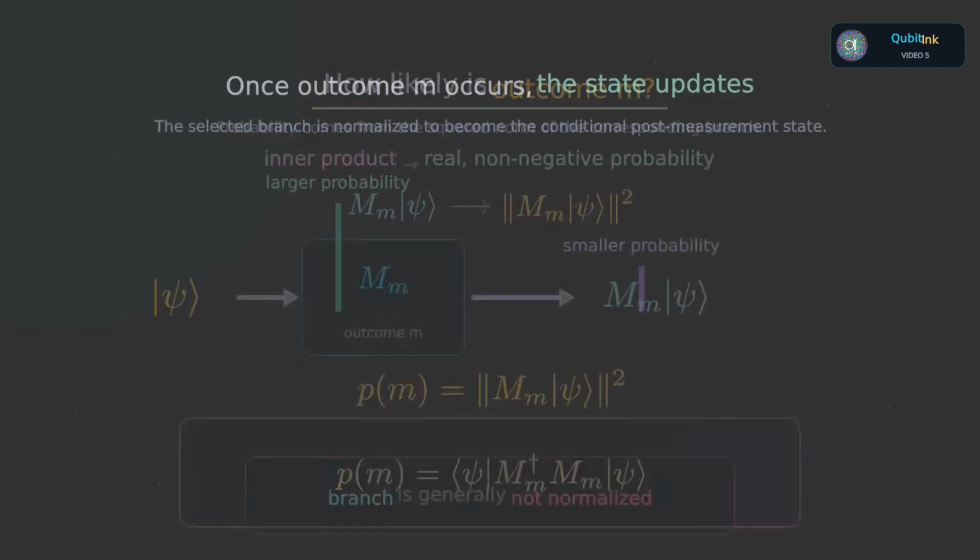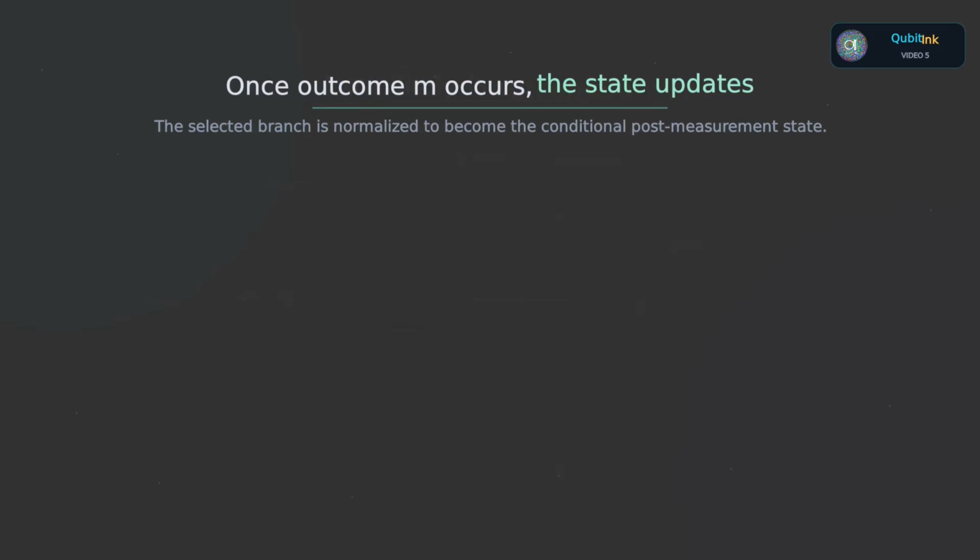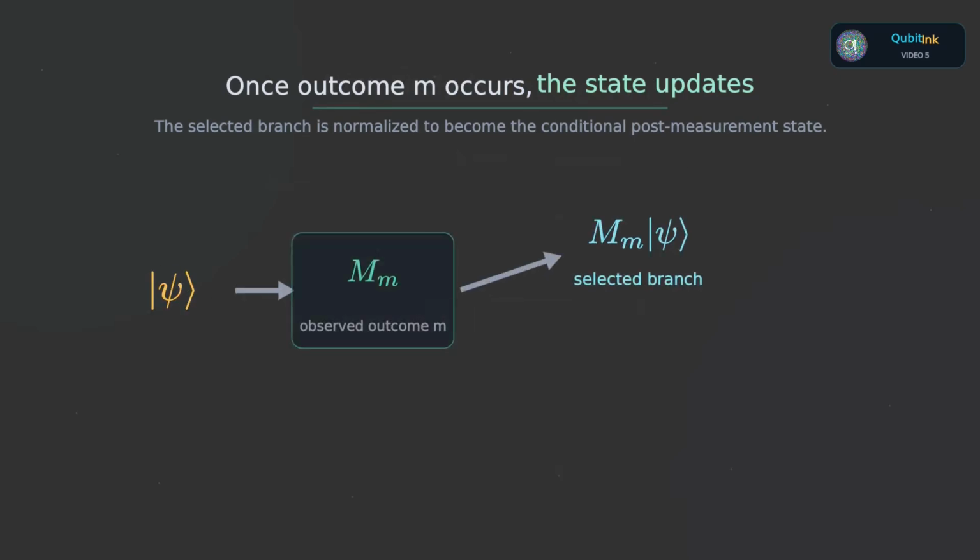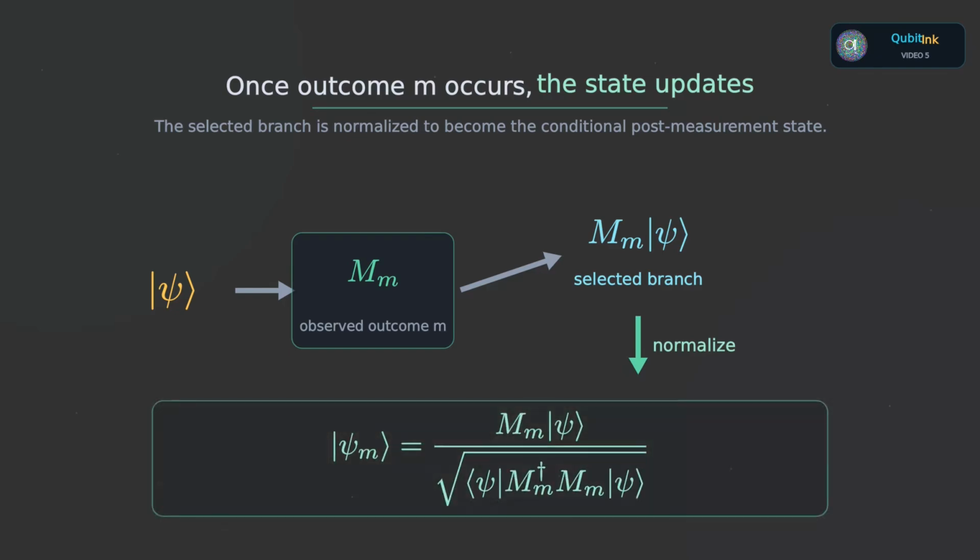Suppose the experiment produces outcome m. At that point, the state of the system after measurement is determined by the corresponding branch. We take the vector produced by the measurement operator and normalize it. So the post-measurement state is the selected branch divided by its own length. This gives us a valid normalized quantum state again.